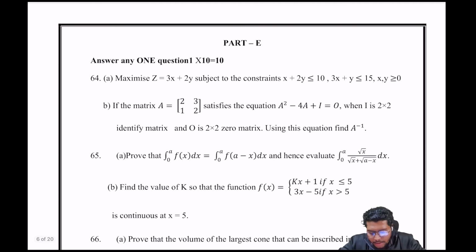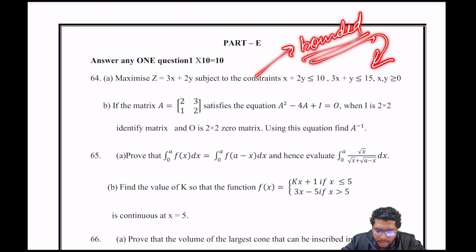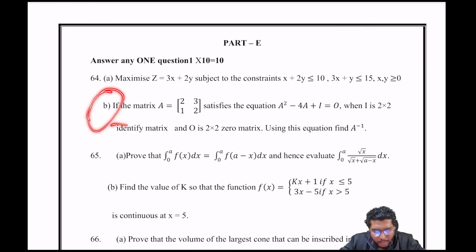Now coming to the 10 marker, the first 10 marker is very simple, and the one you need to target. What 10 marker comes? They'll give you an LPP. Basically 95 to 96% of the time you will not get a word problem, you will get the normal numerical problem. I'll show you how to draw and do it, and we already know it will be a bounded region because unbounded is not coming. After that, one simple matrix question: just put the values, multiply and get the answer. That's it. So we scored 40 without doing much.